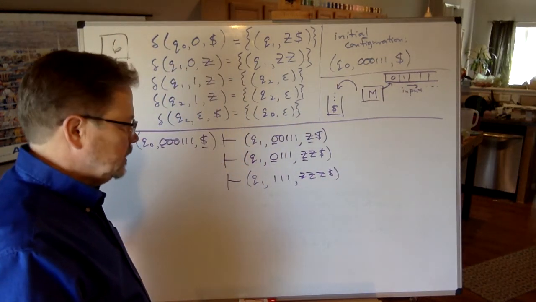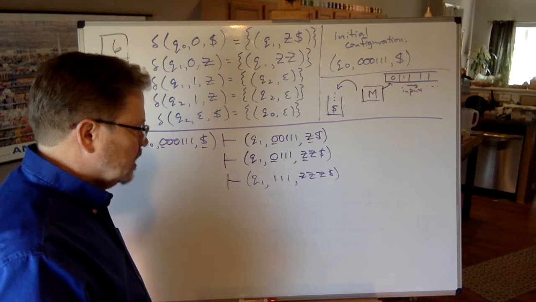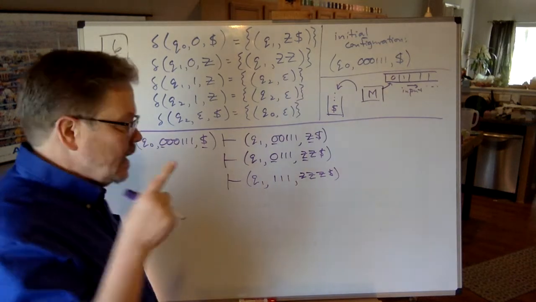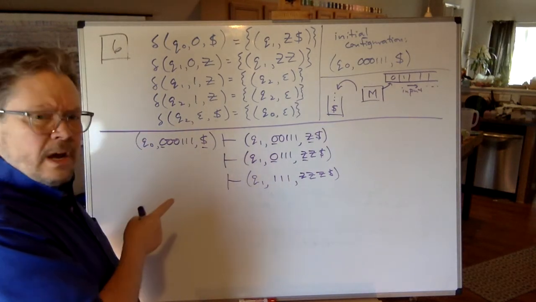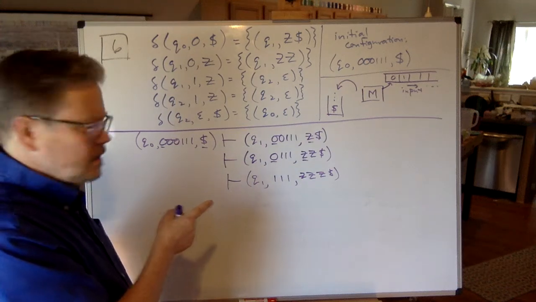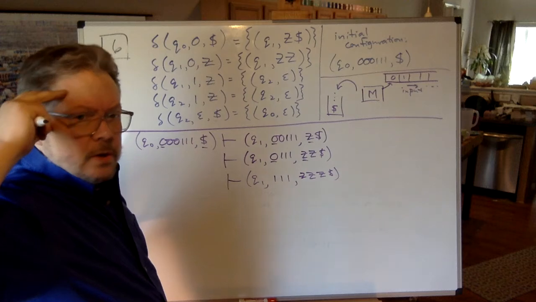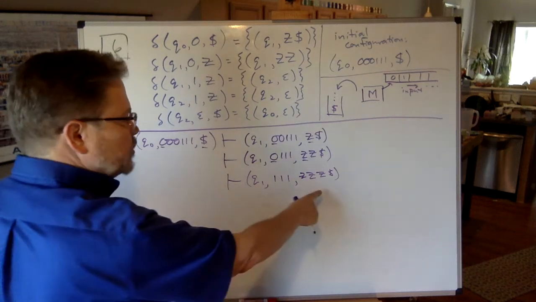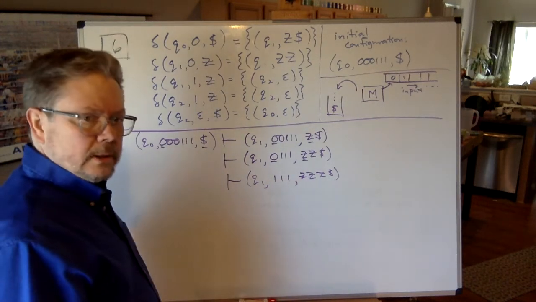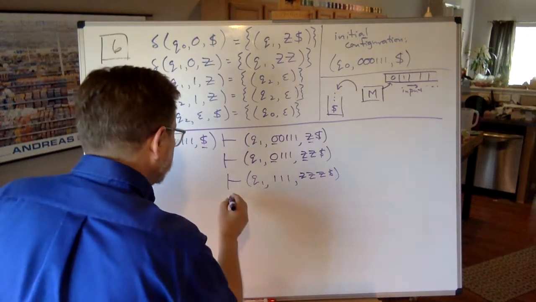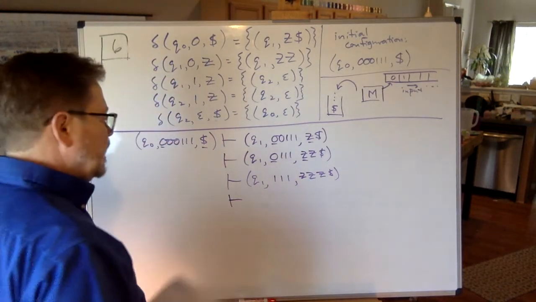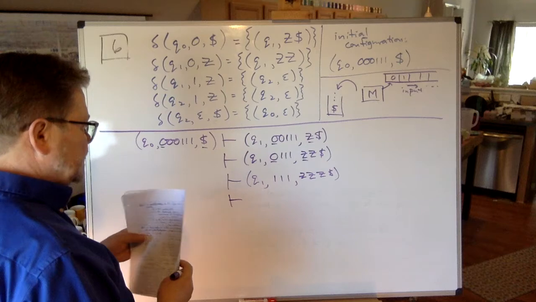Look what's happened. All the zeros are gone, but I remember them. I remember that I saw 3 zeros. How do I remember that I saw 3 zeros? I remember that I saw 3 zeros because I pushed my little memory symbol, Z for 0. See what I did there? Z for 0 says I saw a 0 in the input. Now, the plot thickens. Let's see what happens. I think something different is about to happen.